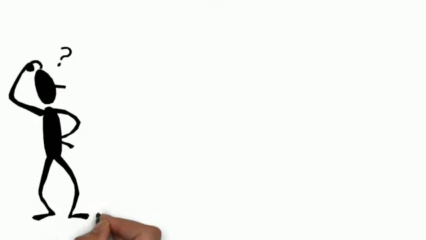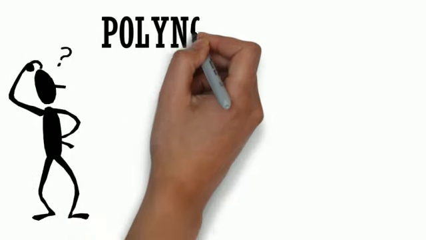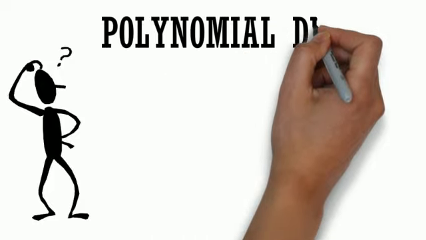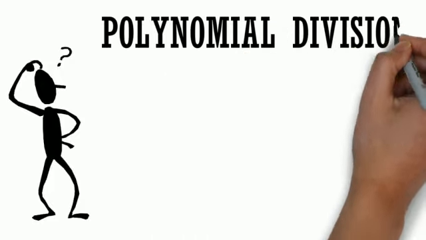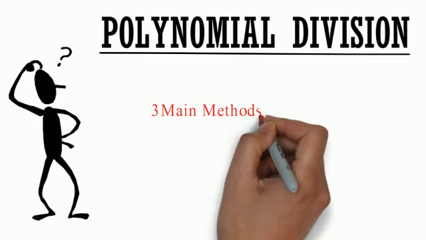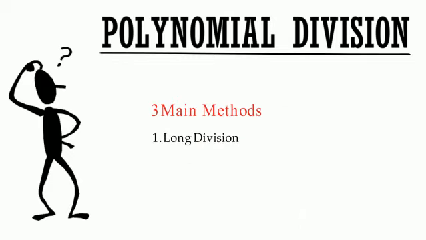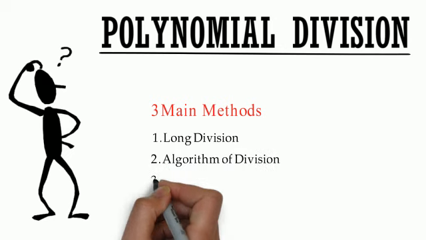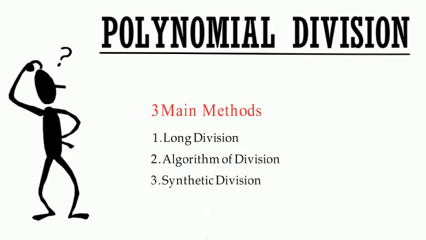Can you tell me in how many methods a polynomial division can be done? If your answer was 3, then you are correct. There are 3 main methods: long division, algorithm of division, and synthetic division. Let us see one by one with examples.